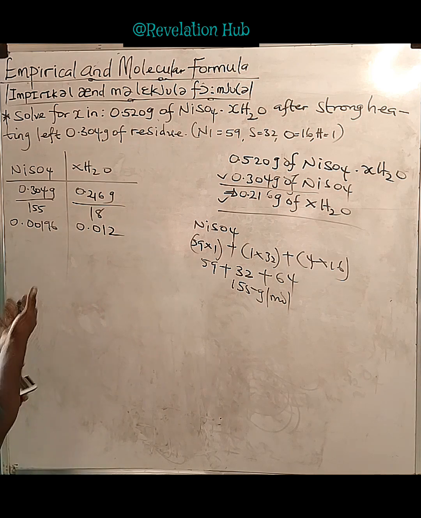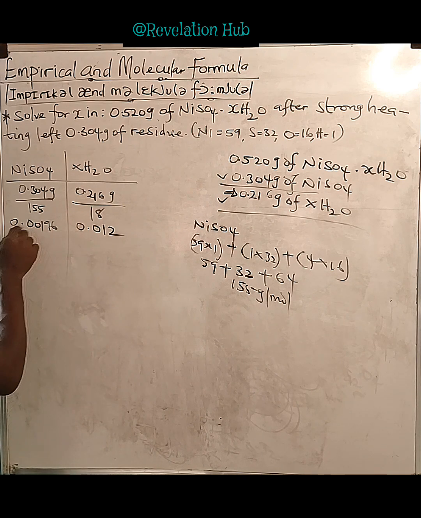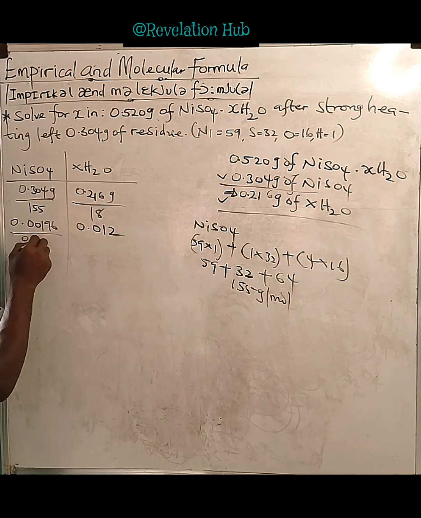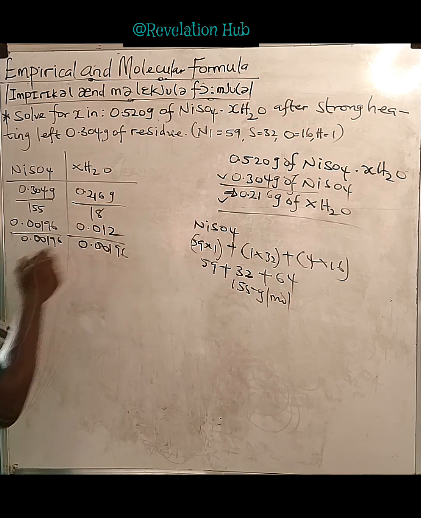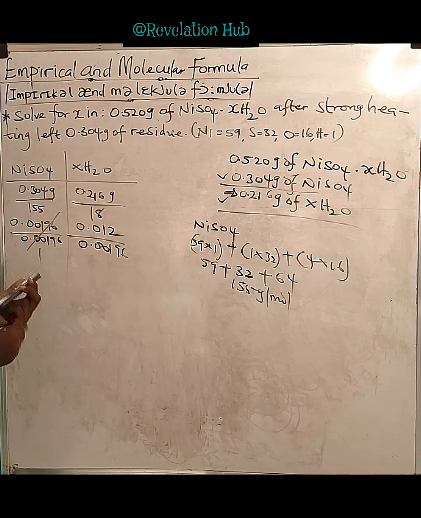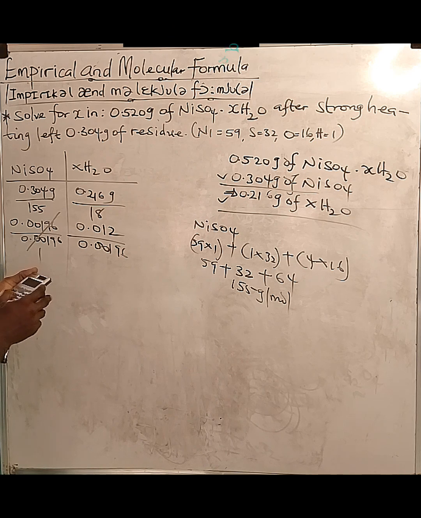So we're going to use the least. Which of them is smaller? This is smaller than this, 0.00196. So use this to divide all through. 0.00196 divided by 0.00196 takes out this. We have one left. Then 0.012 divided by 0.00196 will give us 6.